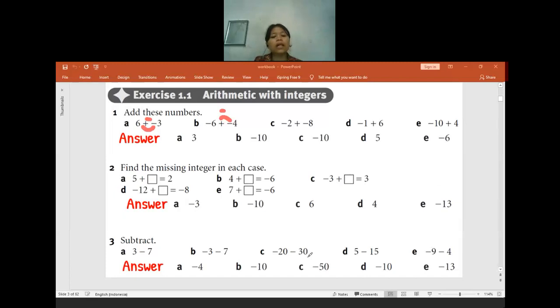For question 3, also subtraction, I don't think you will have any problem, so I will just display the answer. If you think anything is confusing from here, feel free to ask me. Is there anything confusing from question 1 until question 3?